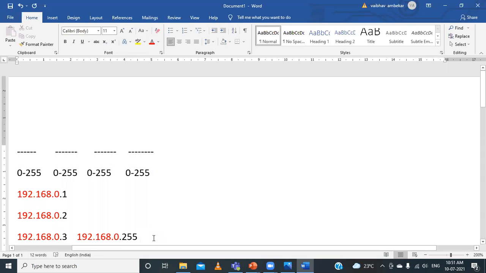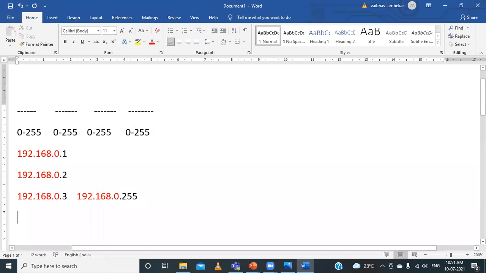Yes, sir. Now suppose in future, after 3 years in our college, we have 500 computers, then what do we have to do? We shift from class C to class B. We can use it like this: 192.168. Instead of 0 here, we'll have 1, followed by 0.